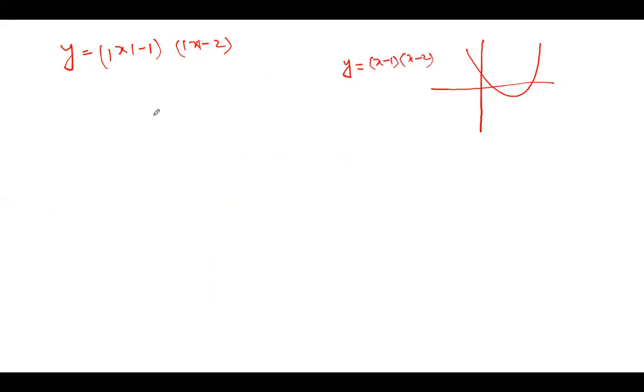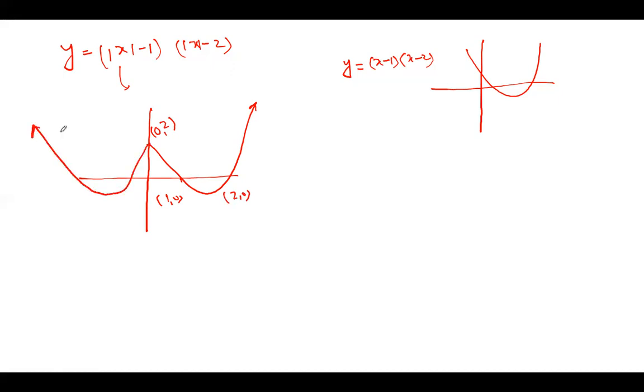Now we have to draw the graph where, in place of x, there is |x|. First you have to draw the graph for x greater than or equal to 0. You can put x equal to 0 and get y equal to 2. This point is (1, 0), this point is (2, 0). Now for x less than 0, it will be something like this, with the same symmetry about the y-axis. This is the complete graph of (|x| - 1)(|x| - 2).